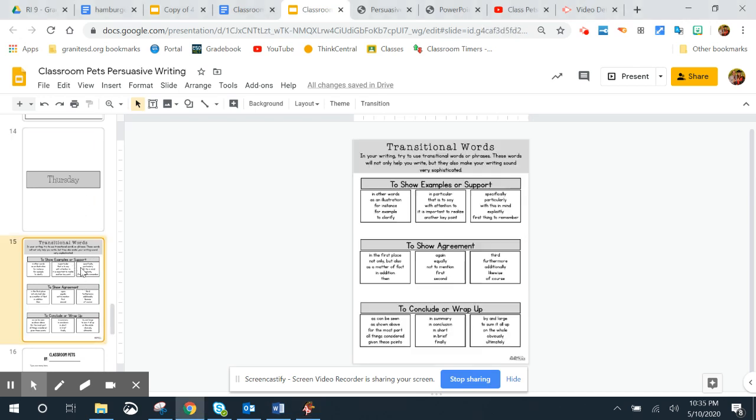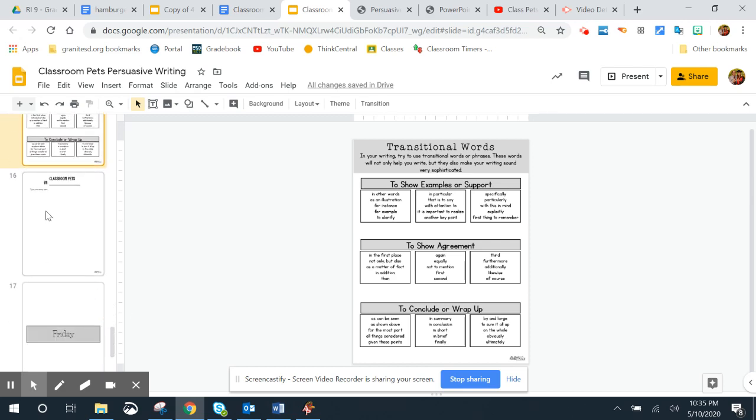To help us, this next slide is transition words or connecting words, kind of depending on what you call them. We've got three different groups. It says to show examples or support, and we've got all of these, and then to show agreement and to conclude or wrap up. All of these are great connecting words that can be used inside a sentence or at the very beginning. Help you out.